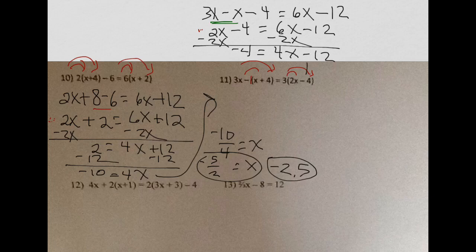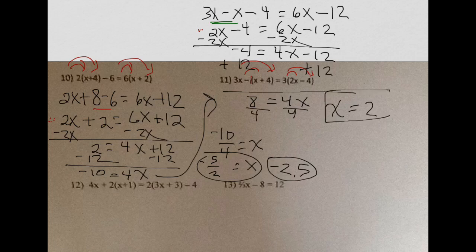Okay, now I'm going to add 12 on both sides. So let's see, what do I get? Negative 4 plus 12 is positive 8 to equal 4x. And divide by 4. So here my x is a value of 2.